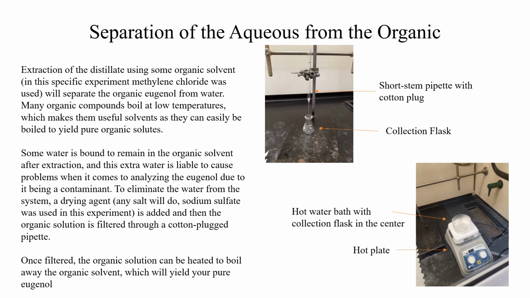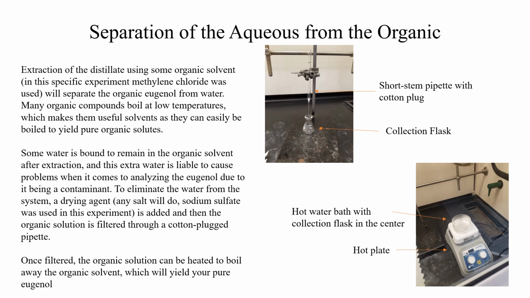Now, the way to get rid of this water is to add a drying agent. A salt, any salt will do. In this experiment, we used sodium sulfate to dry out the water. Due to the salt being highly polar, but also not being able to be dissolved by the organic solvent, it should form strong intermolecular bonds with the water, effectively drawing it out of the organic solvent.